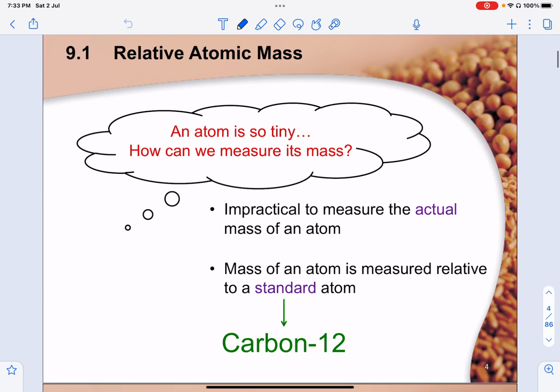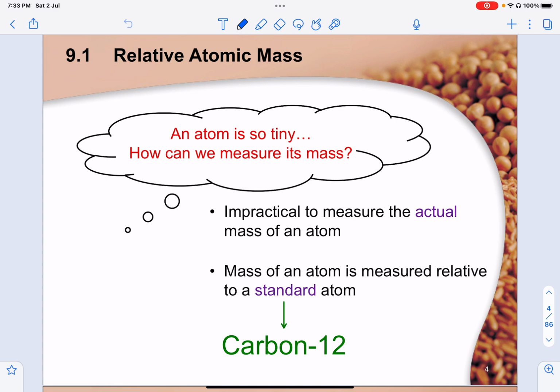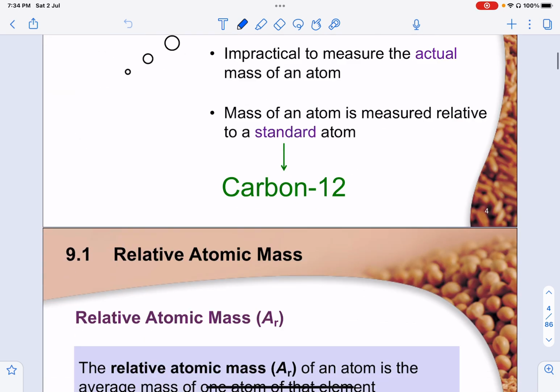So why do we need to redefine what a relative atomic mass is? The meaning of relative means approximate. Atomic means atoms, and then the mass. Generally it's very impractical to measure the actual mass of an atom, so what we do is base it on an approximation or a baseline standard, and that will be carbon 12. Carbon 12 is used because it is easily found around the world.